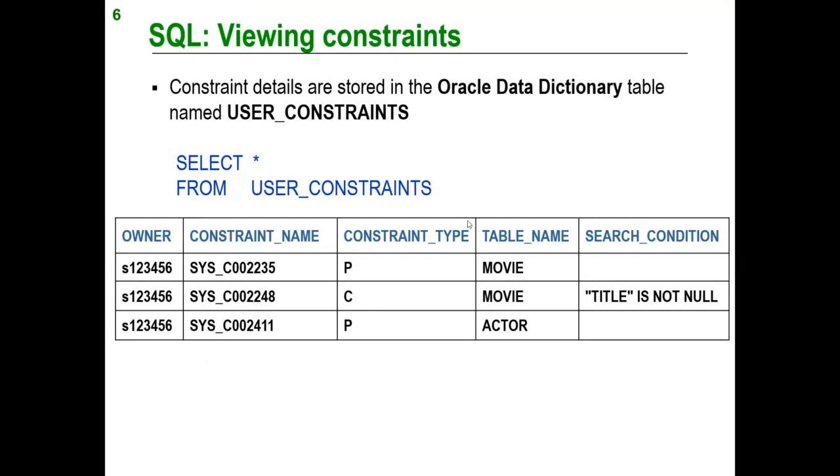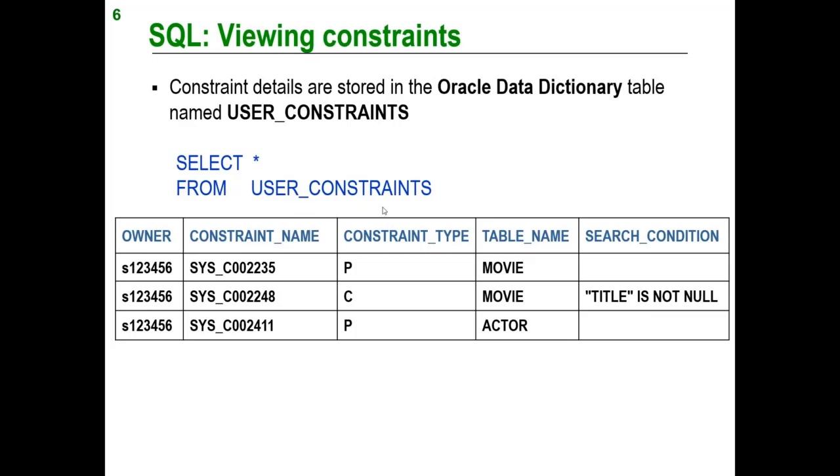Remember the data dictionaries, each database keeps data about data in its own tables, right? In this case, the Oracle data dictionary keeps our constraints in a table called user_constraints. So if we can access that table, we can actually see all the constraints we have created. This is how we access it. I just run a simple select statement: select asterisk from user_constraints.